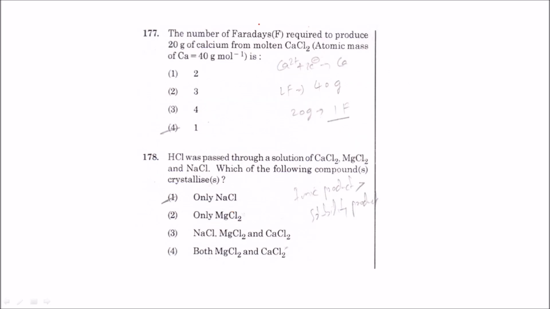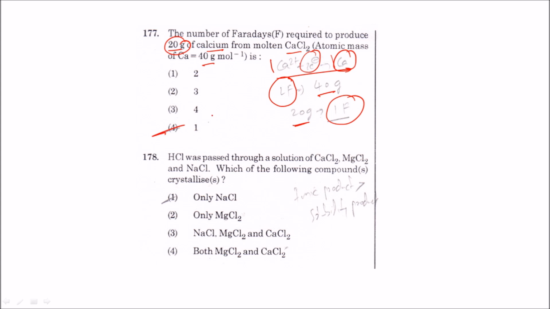Question number 177. The number of Faradays required to produce 20 gram of calcium from molten calcium chloride, atomic mass given is 40. You can see the reaction here first. Ca2 plus gains 2 electrons to form 1 mole of calcium. So to get 1 mole of calcium, we require 2 moles of electrons. 1 mole is 40 gram, so we require 2F of electricity to get 40 gram of calcium. Then to get 20 gram, we must have 1 Faraday of electricity.